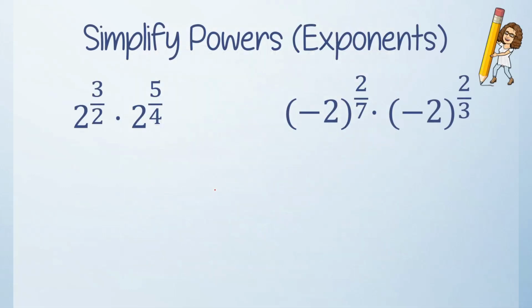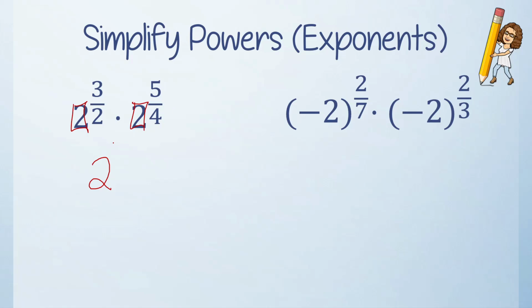Let's try them. So I have 2 to the 3/2 times 2 to the 5/4. Notice I have the same base. They're both 2s, which in that case means I don't have to worry about the base. They're the same thing. I need to add those exponents. So I'm going to have a base of 2. Notice it doesn't change into a 4 because the base is staying the same.